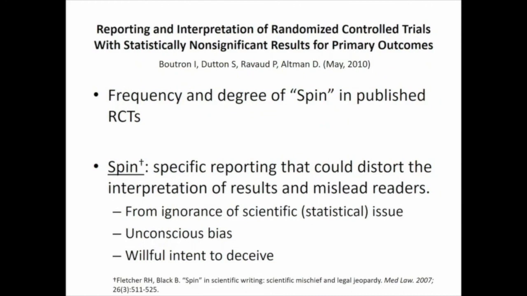And as Evan and Andrew talked about, there's something called spin. So let me give you one of these before I close up here. Spin is specific reporting that can distort the interpretation. Isabelle Boutron has got a program of research that she's doing that is really fantastic, and she's done a number of studies. This is one of the first ones she did in 2010. And she's looking at how often does spin occur in scientific research, clinical trials, basic science, et cetera. She's got some great discussions on it. I think I'll refer you to her reference. She explains it much better than I do.